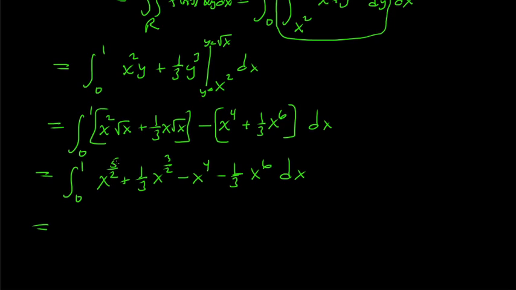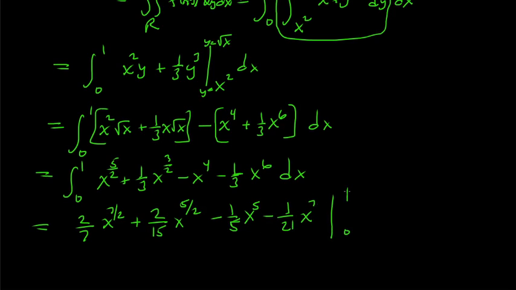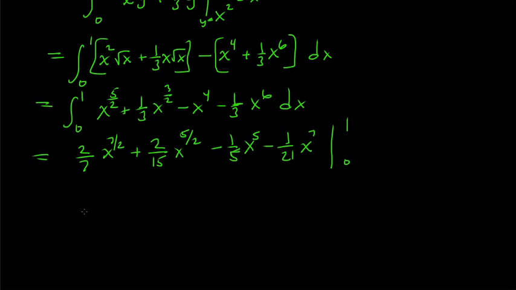So working that out, you're going to get 2 over 7 x to the 7/2 plus 1/3 times 2 over 5, so that's 2 over 15, x to the 5/2, minus 1/5 x to the 5th, minus 1/3 times 1/7, so 1 over 21, x to the 7th. And you're really just plugging in 1. When you plug in 0, you just get 0. So this is 2 over 7 plus 2 over 15 minus 1 over 5 minus 1 over 21.